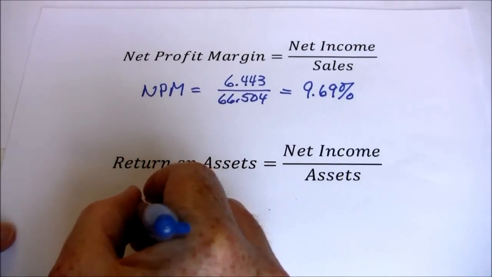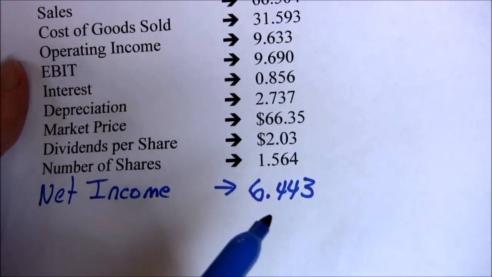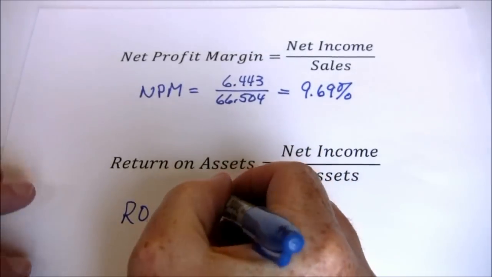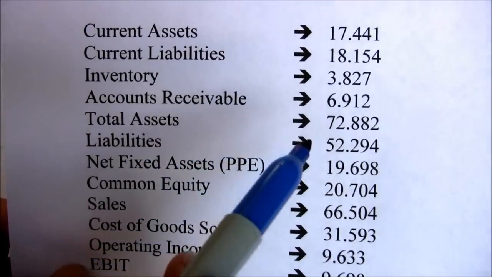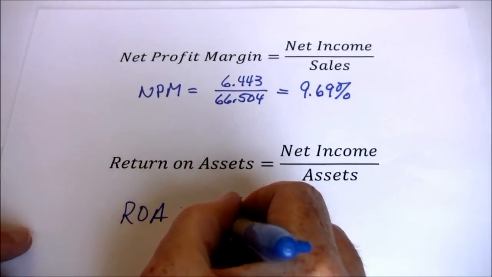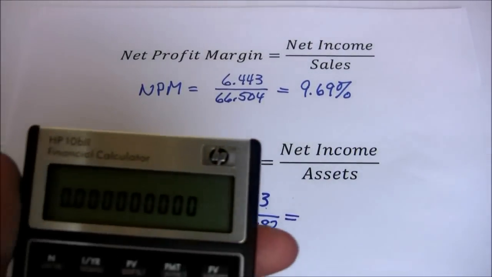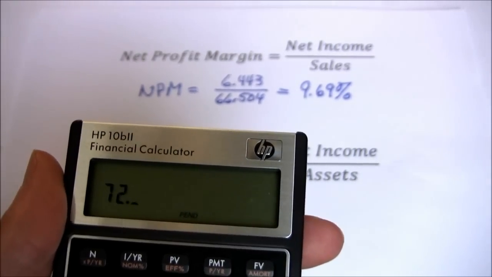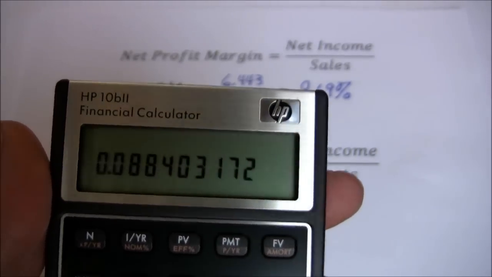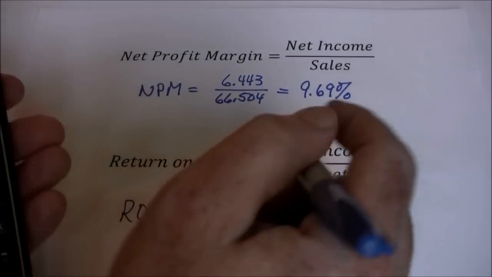So our ROA is equal to our net income, which remember was $6.443 billion, divided by our assets. Total assets from the balance sheet, $72.882 billion. Go ahead and do the calculation. 6.443 divided by 72.882. And again, we want to express that as a percent. So Pepsi's return on assets is 8.84%.